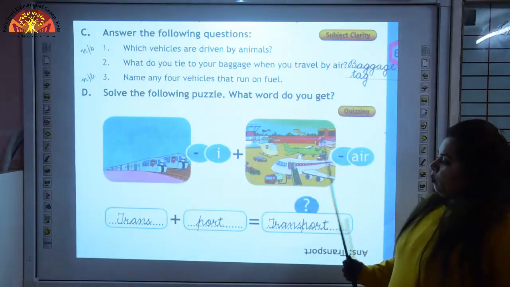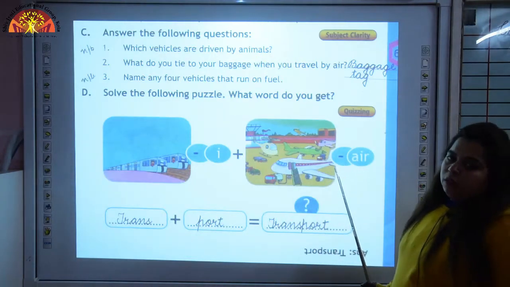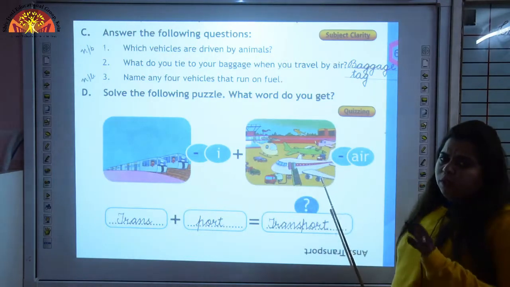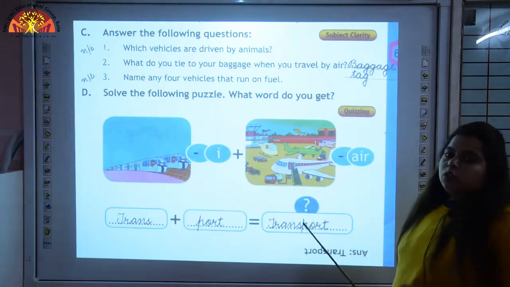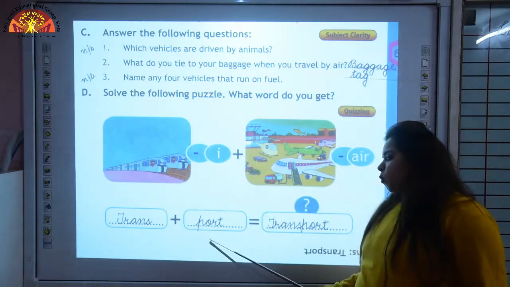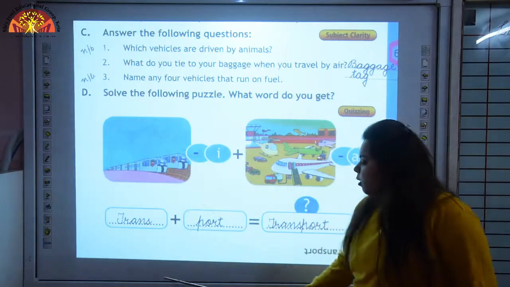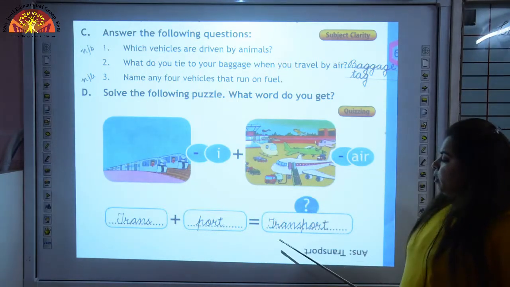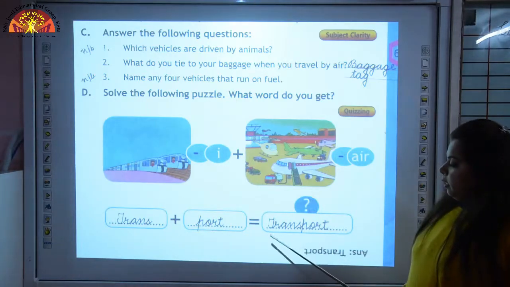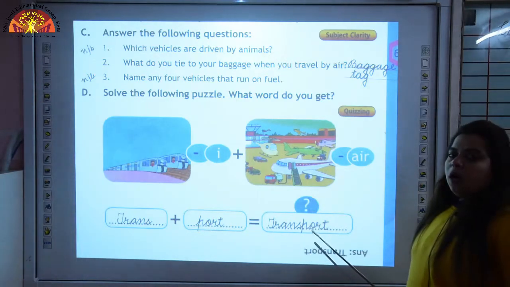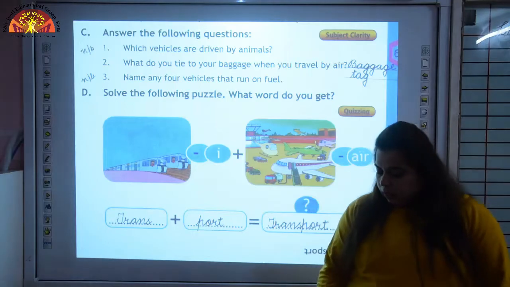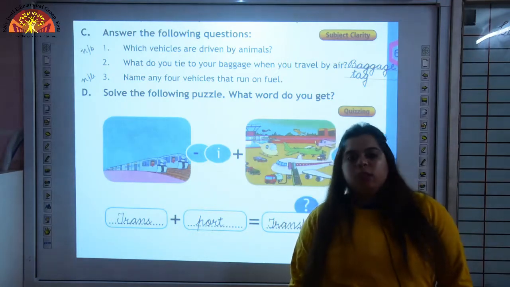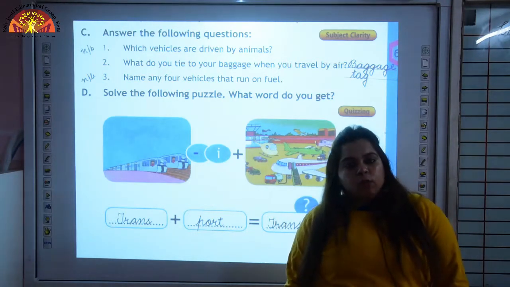Next is, what is this? This is airport. So what we have to minus from that, what letters we have to reduce? A-I-R. So what will be left? P-O-R-T, port. So what is the new word framed? The new word framed is transport. T-R-A-N-S-P-O-R-T. I hope you must have understood this book work and you must have learned this book work with me.